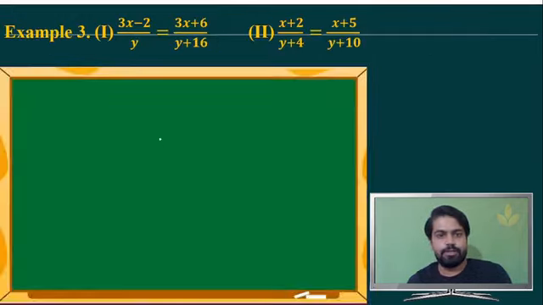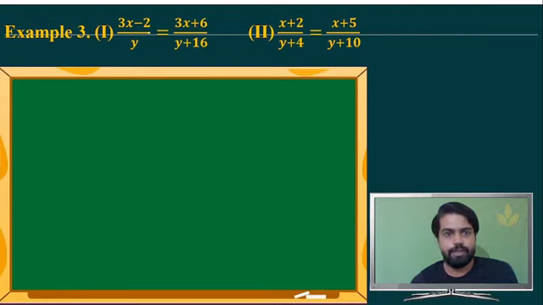Let's see the next question. Even though this again looks like a higher degree equation, are we going to find the value of x and y? Let's see. We just have to cross multiply them. So we get 3xy minus 2y plus 48x minus 32 is equal to 3xy. I can see 3xy getting cancelled, plus 6y. So 3xy cancels.